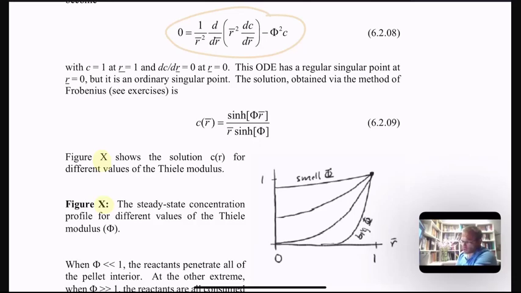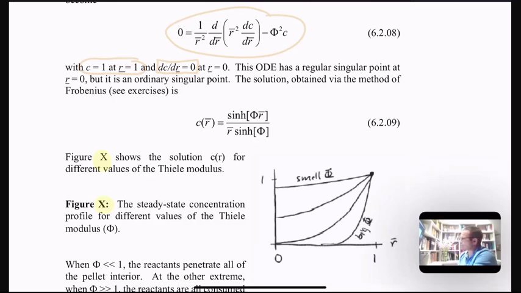Remember our dimensionless boundary conditions. I'm not sure we really talked about this, but after non-dimensionalization, we want to do that to the boundary conditions as well. And they become that C becomes 1 at r equals 1. And of course, my dimensionless C derivative with respect to r is still 0 at r equals 0. So those are my boundary conditions. And the solution to this can be obtained by the method of Frobenius.